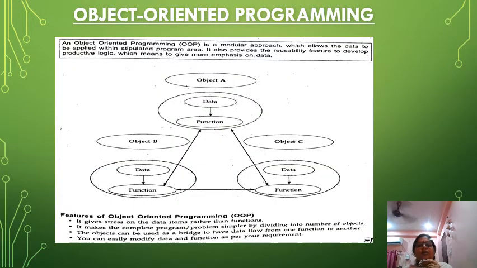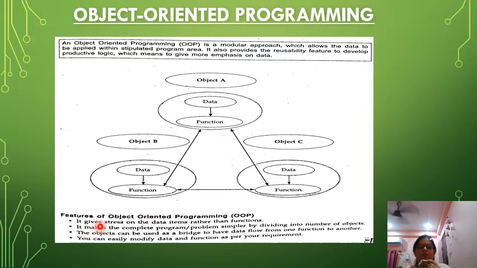Now, object oriented programming. What is object oriented programming? It allows the data to be applied within a stipulated program. It provides reusability features to develop productive logic, which means giving more emphasis on data. In object oriented programming, stress is on data rather than functions. First we take our data, then we do our functions. See here in the diagram we have shown: data, object A, data function, object B, data function, object C. All data are correlated with the functions.